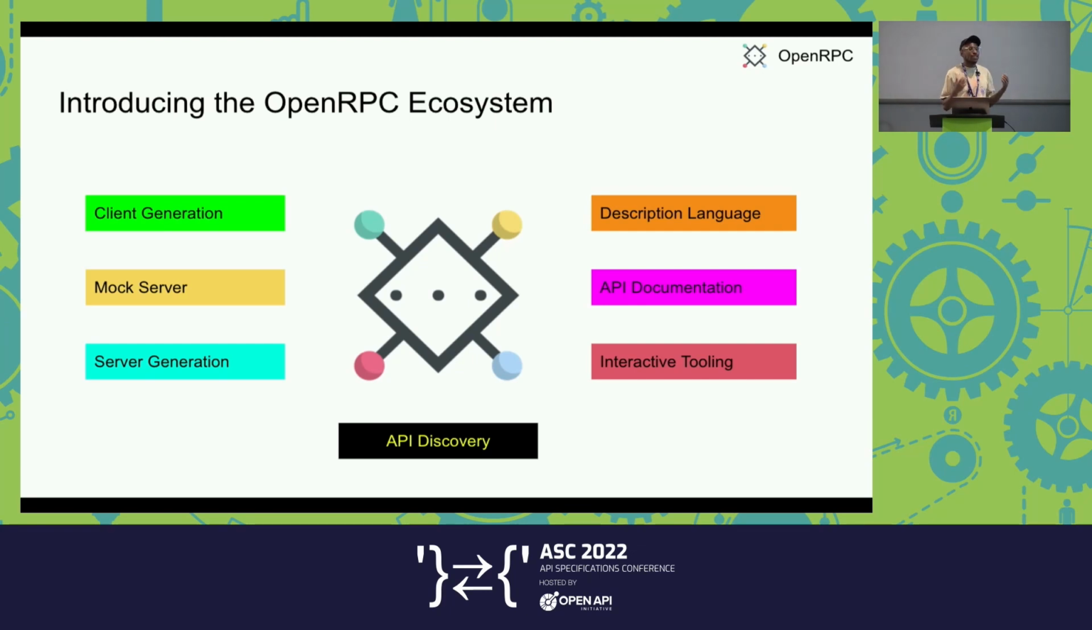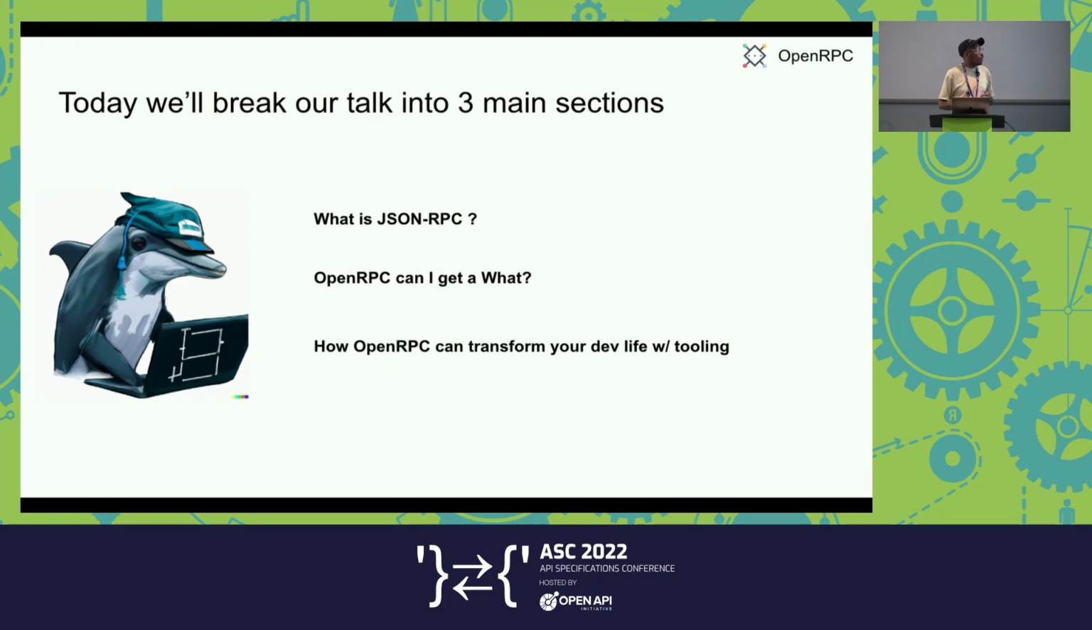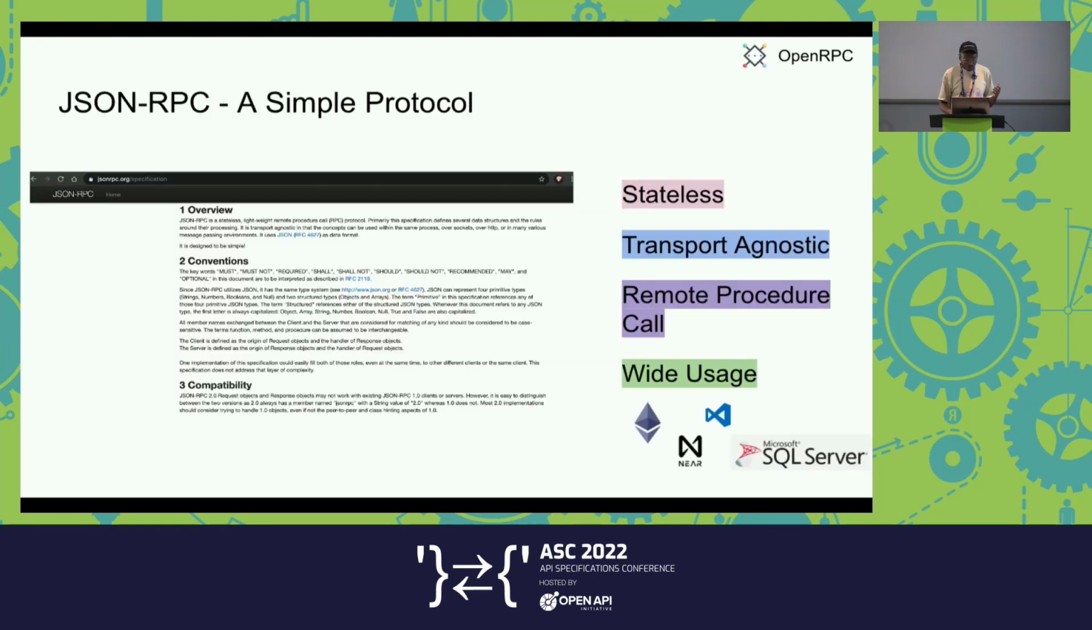I've been kind of droning on, but I want to level set and talk about what exactly JSON-RPC is. I want to go through what OpenRPC is, what the specification is, and then talk about how you can actually transform your dev life using OpenRPC and the ecosystem tooling. And so we'll dive into things.